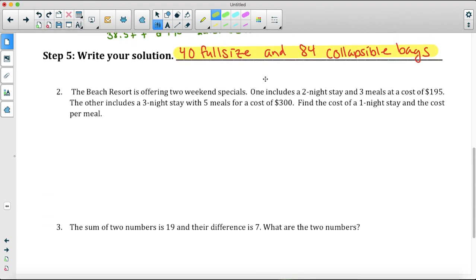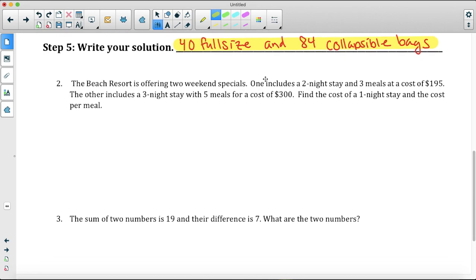Another problem: the beach resort is offering 2 weekend specials. One includes a 2-night stay and 3 meals at a cost of $195. The other includes a 3-night stay with 5 meals for a cost of $300. Find the cost of a 1-night stay and the cost per meal.